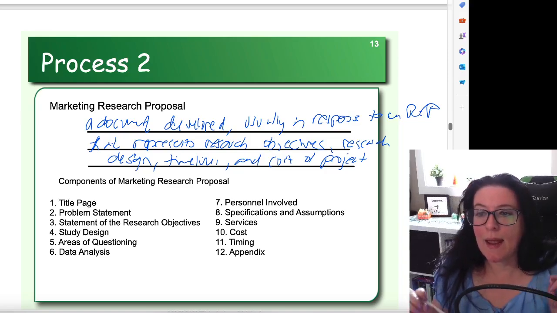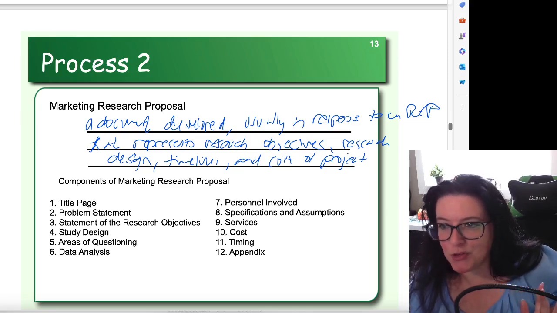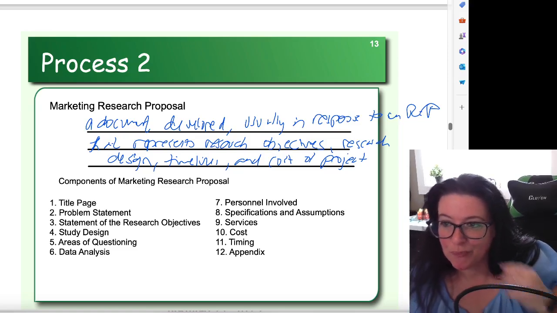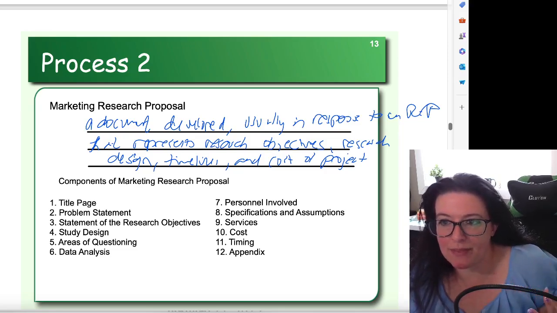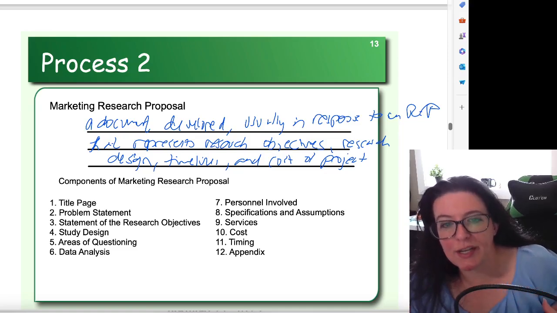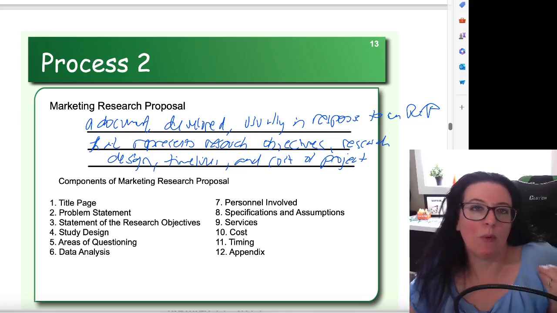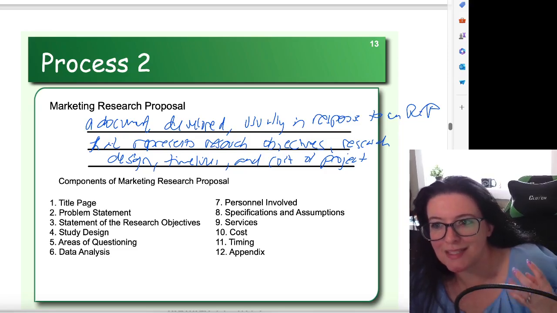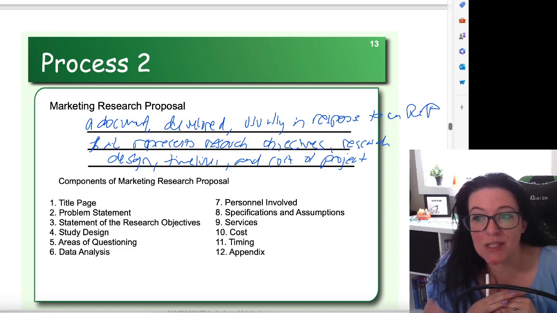So when you're building a research proposal, it will have a general format. It will have a title page. It will have a problem statement. It will have research objectives. How will we know if this research project is successful? It will have your study design. So that's your research design and your methods. It will have areas of questioning, so examples in terms of the type of information that's being collected. It will outline the data analysis method, so how are we actually going to analyze the data once it's collected? Who is involved in this project? What are any assumptions that are being made?